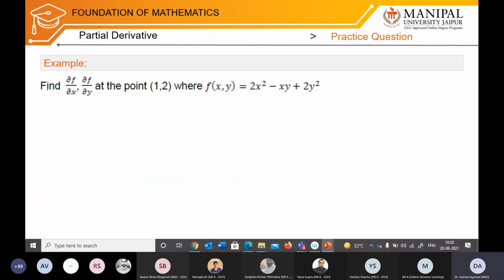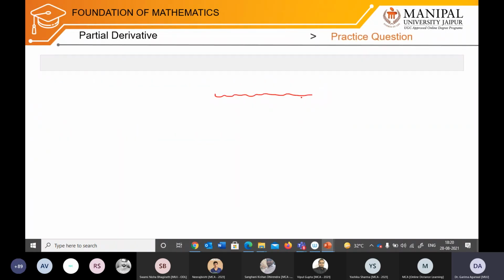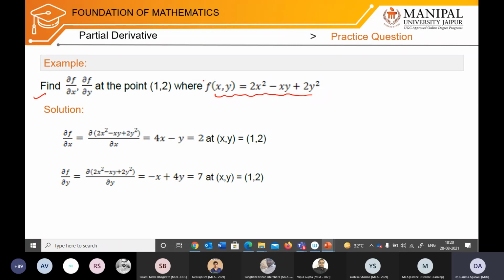So let's discuss one example based on partial differentiation. We need to find del f by del x and del f by del y at the point (1, 2), where the function is 2x square minus xy plus 2y square. This is the function and we need to find the partial derivative at the point (1, 2). So what will be the value of del f by del x? It's as good as the normal differentiation.